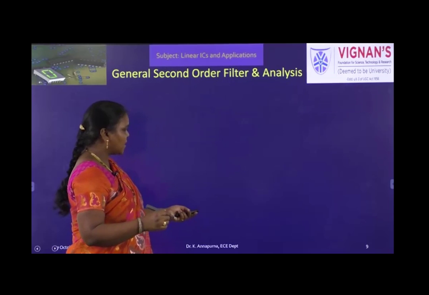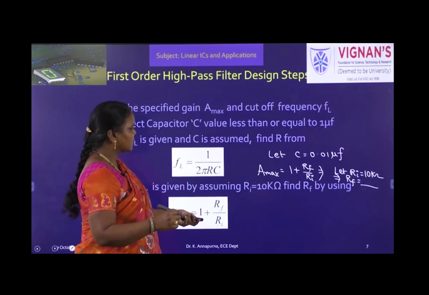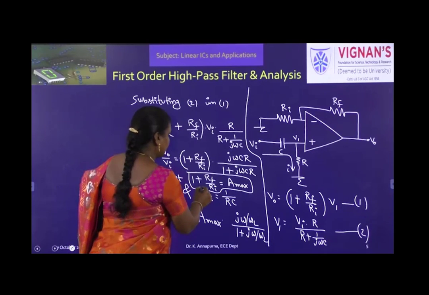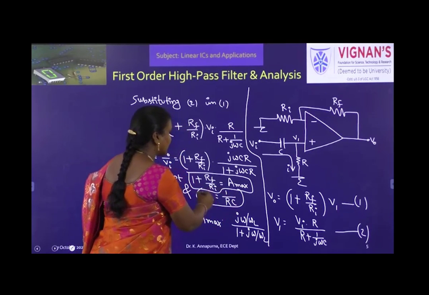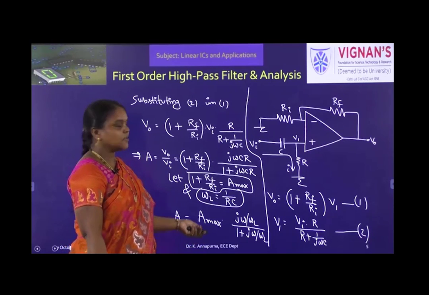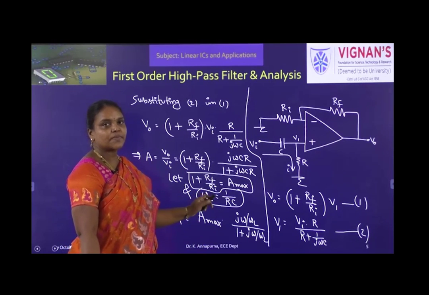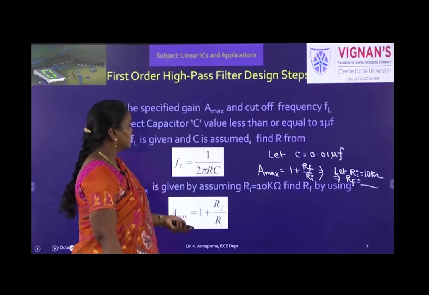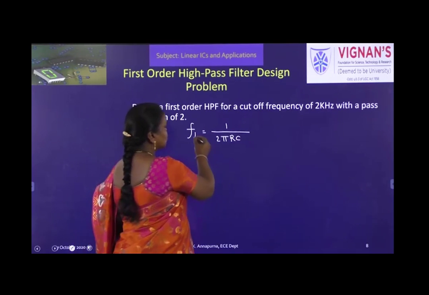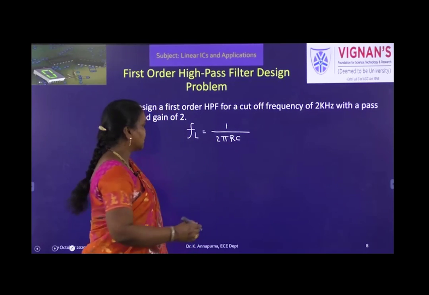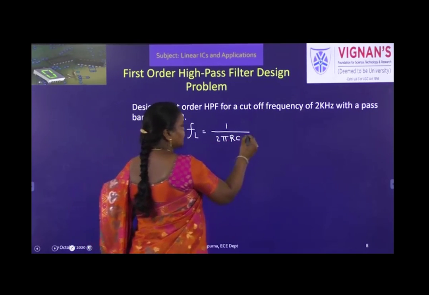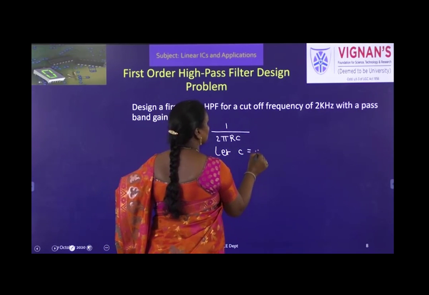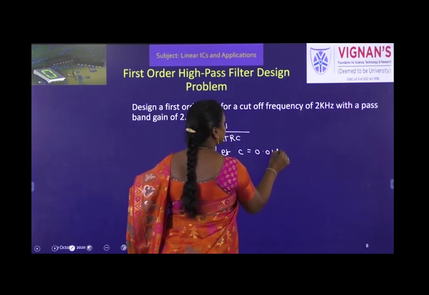because what is FL we assumed, or omega L? It is 1 by RC. Omega L is 1 by RC, means what is FL? It is 1 by 2 pi RC because omega is equal to 2 pi F. So FL equal to 1 by 2 pi RC. Next we have to assume C value. So let C is equal to 0.01 microfarads.